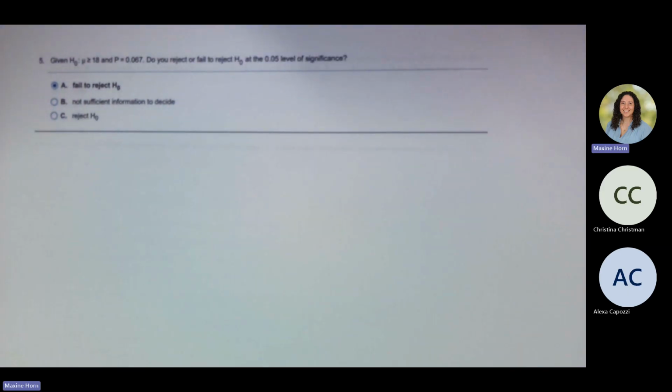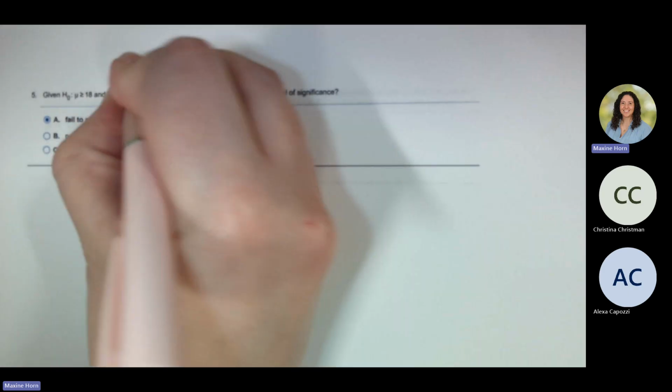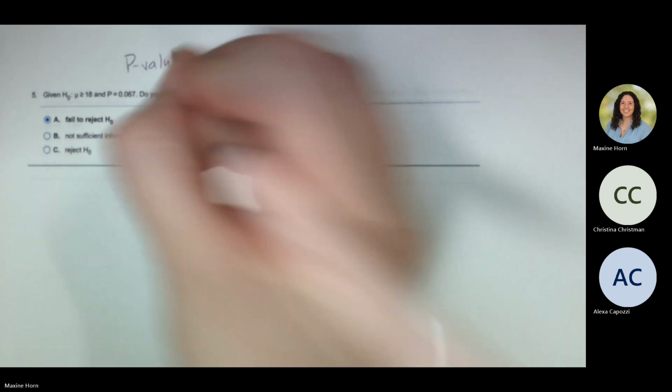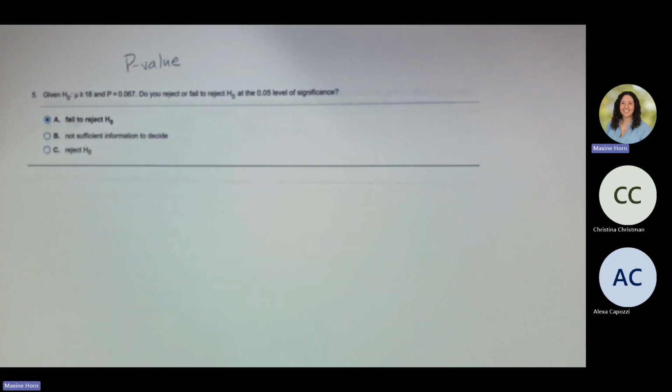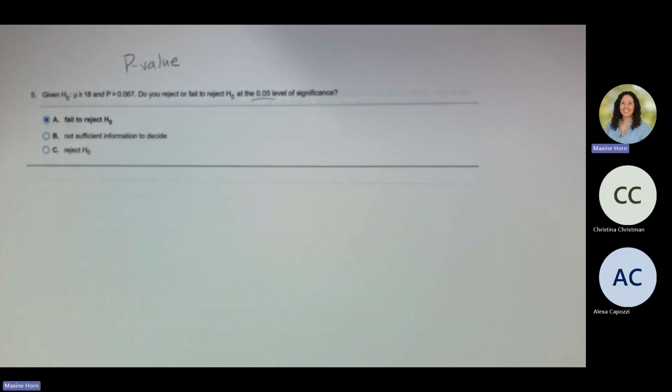Okay. So number 5, given the null hypothesis of the mean is greater than or equal to 18 and a p-value, now here they're just using a capital P, but I like to write out p-value. But if you just see the capital P, that's your p-value. So our p-value is 0.067, and they want to know, do you reject or fail to reject the null hypothesis at the 0.05 level of significance?